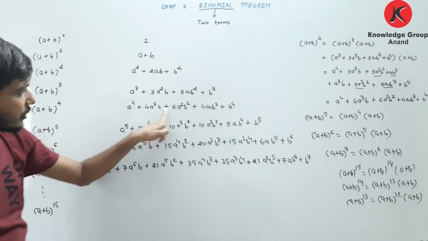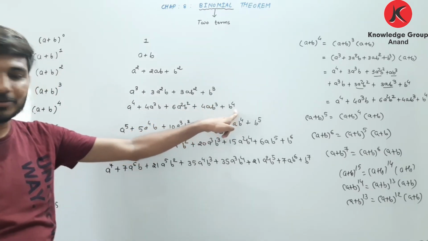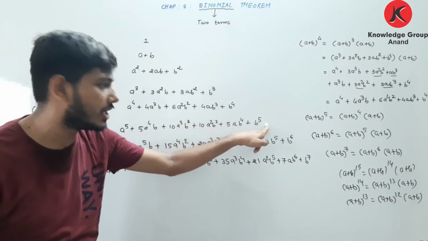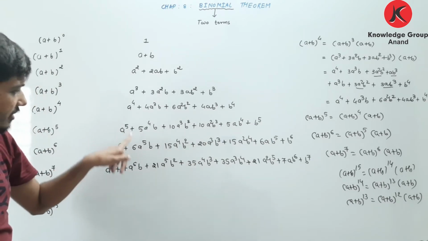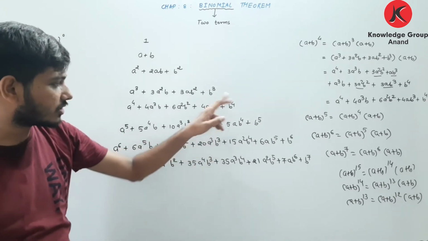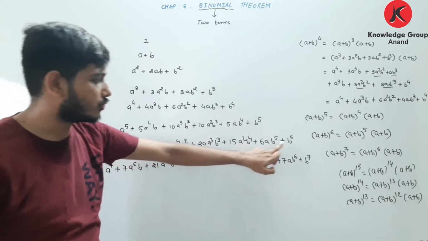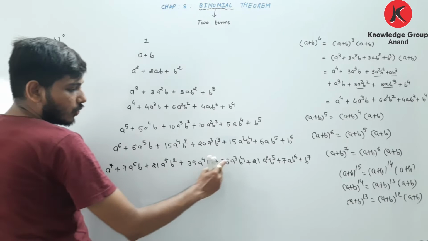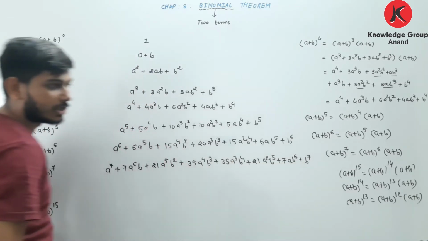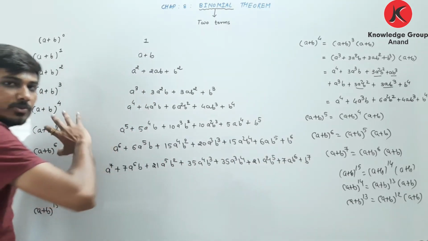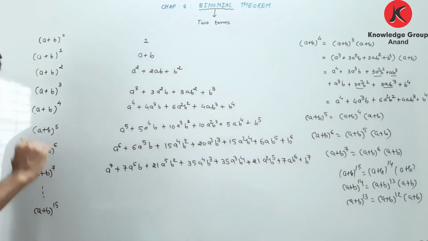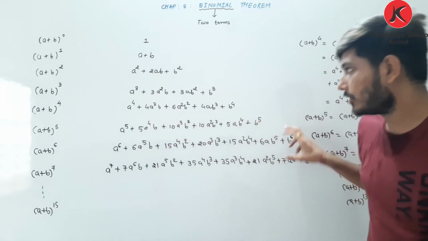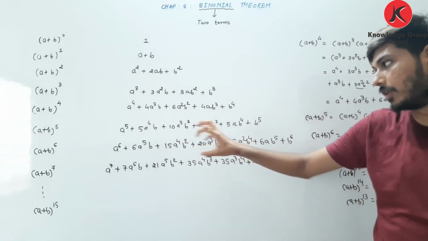a raised to 4, a cube, a square, a raised to 0. a raised to 5, a raised to 4, a raised to 3, a raised to 2, a raised to 0. a raised to 6, a raised to 5, a raised to 4, a raised to 3, a raised to 2, a raised to 1, a raised to 0. Any power 7, 6, 5, 4, 3, 2, 1, 0 that means power of a is decreasing continuously. Any power consecutively decrease થાય છે.